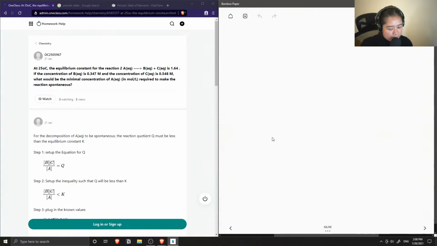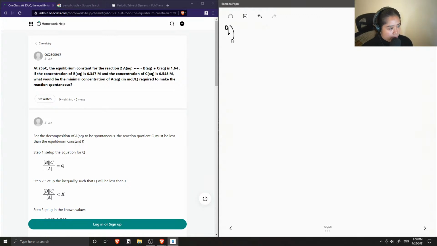Okay, so question number 9. At 25 degrees Celsius, the equilibrium constant for the reaction 2A aqueous makes B aqueous plus C aqueous is 1.64. If the concentration of B is 0.347 moles per liter and the concentration of C is 0.548 moles per liter, what would be the minimal concentration of A in moles per liter required to make the reaction spontaneous?